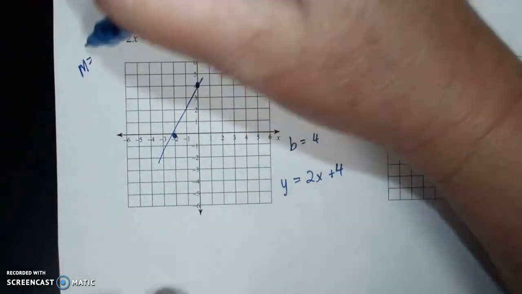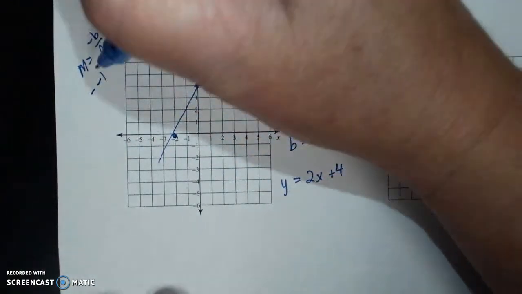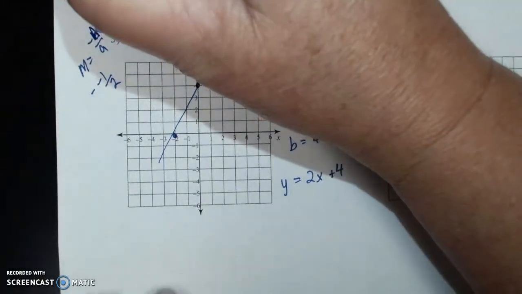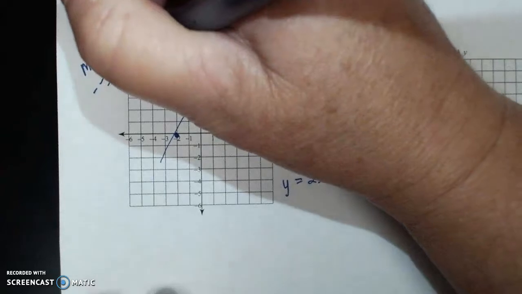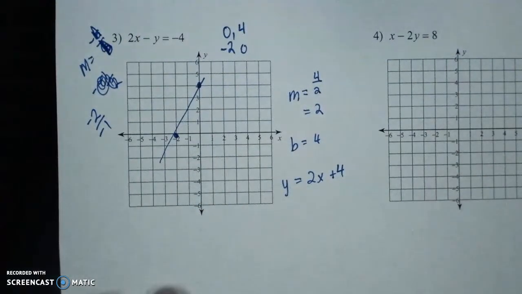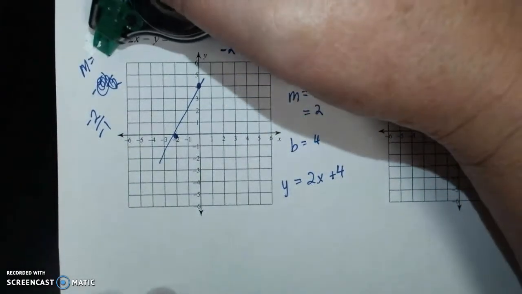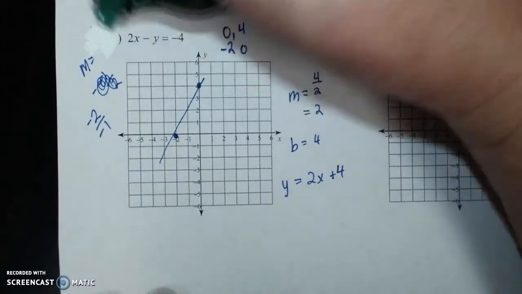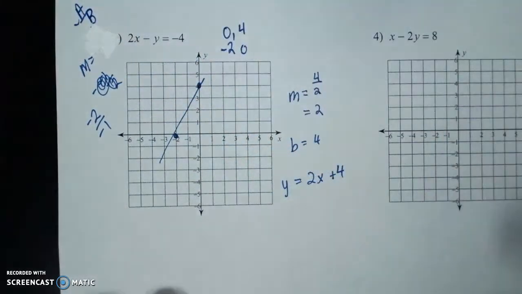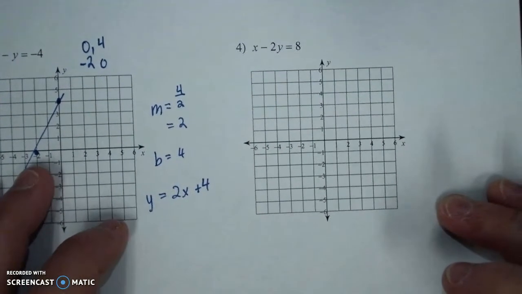If I did slope from standard form, it's the opposite of... oh, sorry, a over b. I messed that up. So it's 2 over -1, which is 2. Let me write that a little bit better, because that is super messy. So the slope of that is the opposite of a over b in standard form.